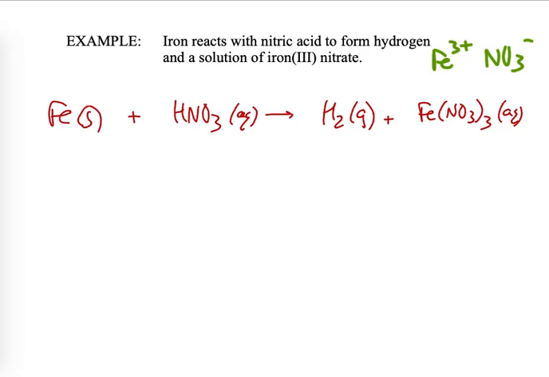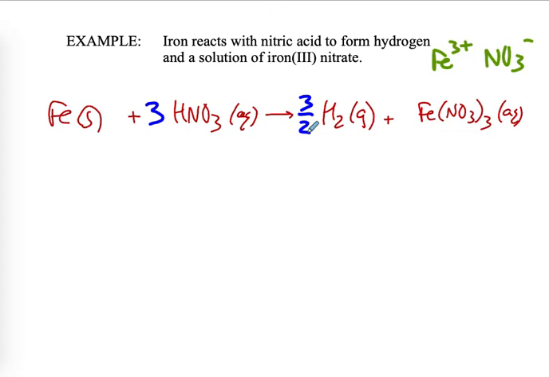To balance nitrate, which I'll treat as a unit, I've got 3 nitrates on the product side, so I will put a 3 before nitric acid to give me 3 nitrates. That gives me 3 hydrogen atoms on the reactant side, 2 on the product side. So to balance hydrogens, I'm going to need a temporary fractional coefficient of 3 halves. At this point, iron, hydrogen, and nitrate are balanced, but I don't have integer coefficients, so I have to fix it. To make the coefficients all integers, I will multiply everything by 2.